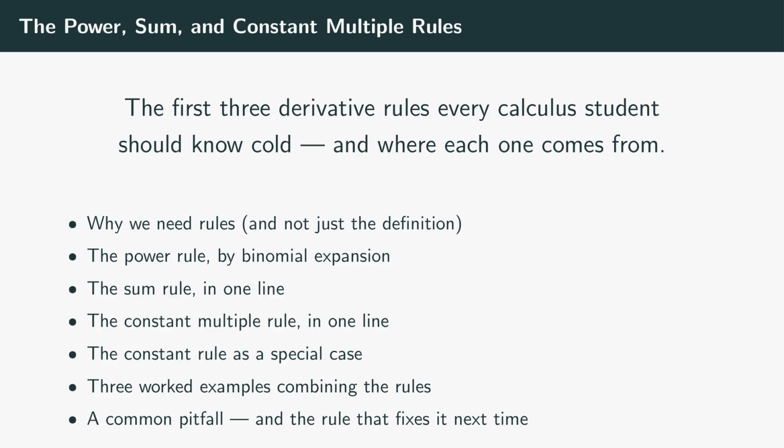Three rules handle every polynomial, every linear combination of powers, and a huge chunk of what shows up in physics, engineering, and economics. The power rule, the sum rule, and the constant multiple rule. Each is a theorem with a short, satisfying proof from the definition. By the end of this episode, you'll differentiate something like 3x to the 5th minus 7x squared plus 4x minus 1 in your head, in about as long as it takes to read the polynomial.